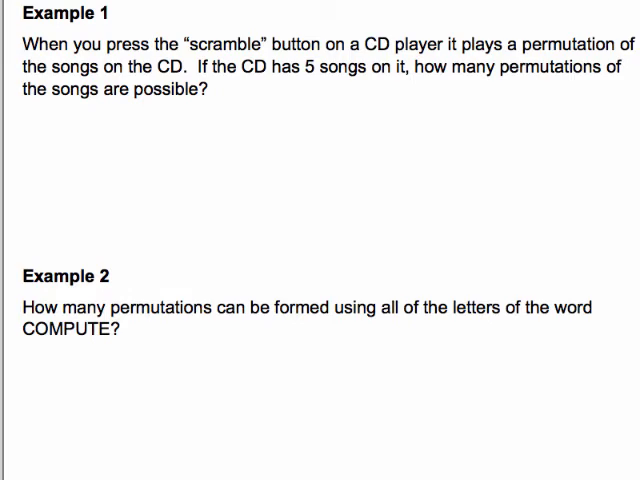You press the scramble button on your CD player, or I guess these questions are a little dated, maybe your MP3 player, and it plays permutations of songs on the CD. Let's suppose you have 5 songs. How many different orders can the songs be played in? How many permutations of the songs are possible? So we're doing all 5 songs, so that's just 5 factorial. So there's 120 different orders that those 5 songs can be played in.